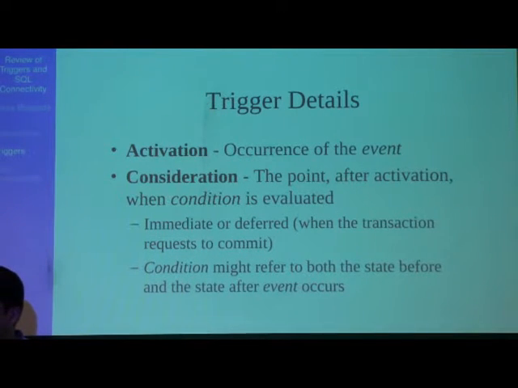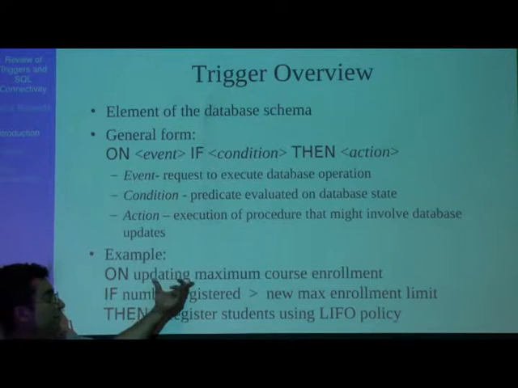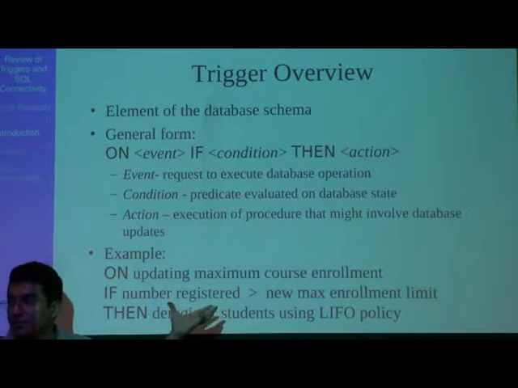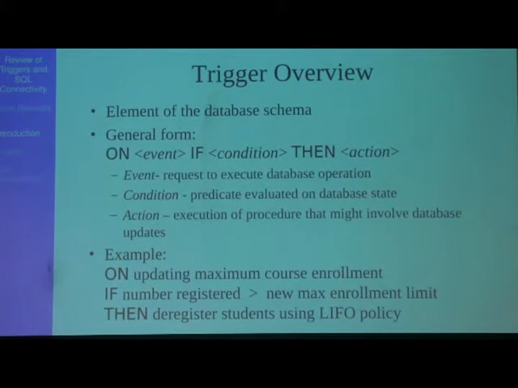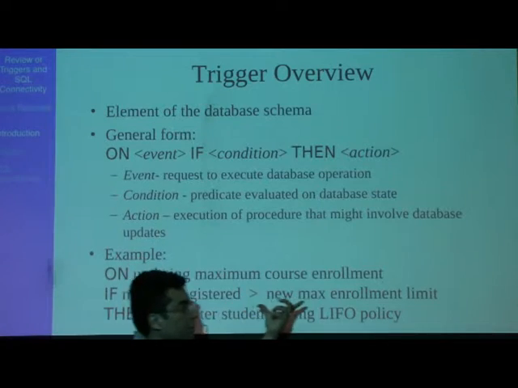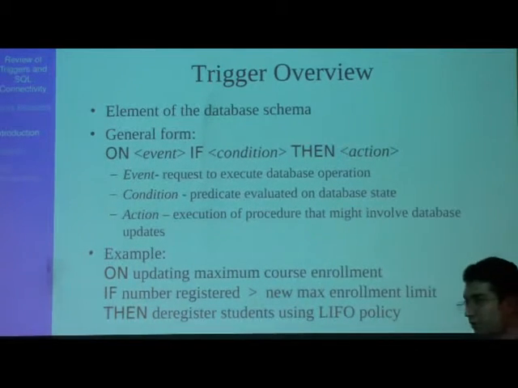So the trigger takes place when there's some error or something happens? The trigger takes place when this event you are defining over here gets triggered. For example, here, when you update the maximum course enrollment, then this will be triggered, and then this condition will be considered, and then this action will be executed correspondingly.